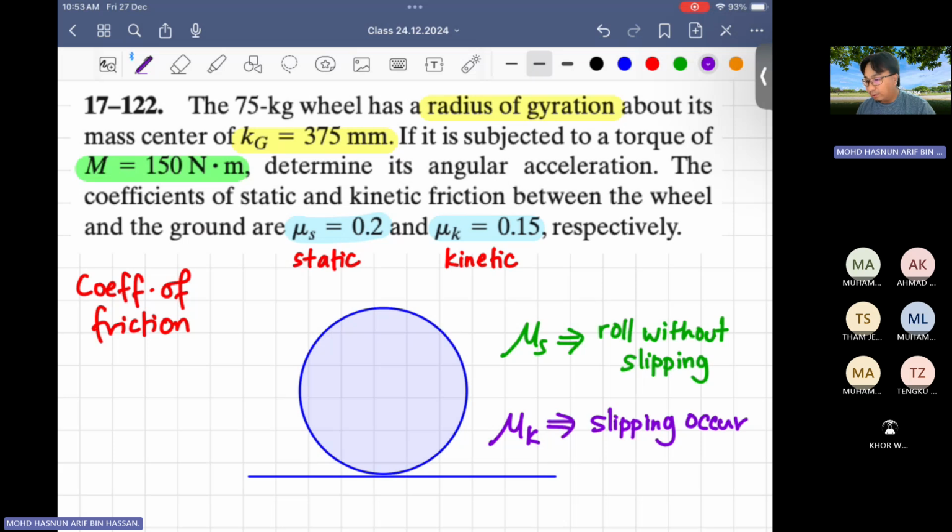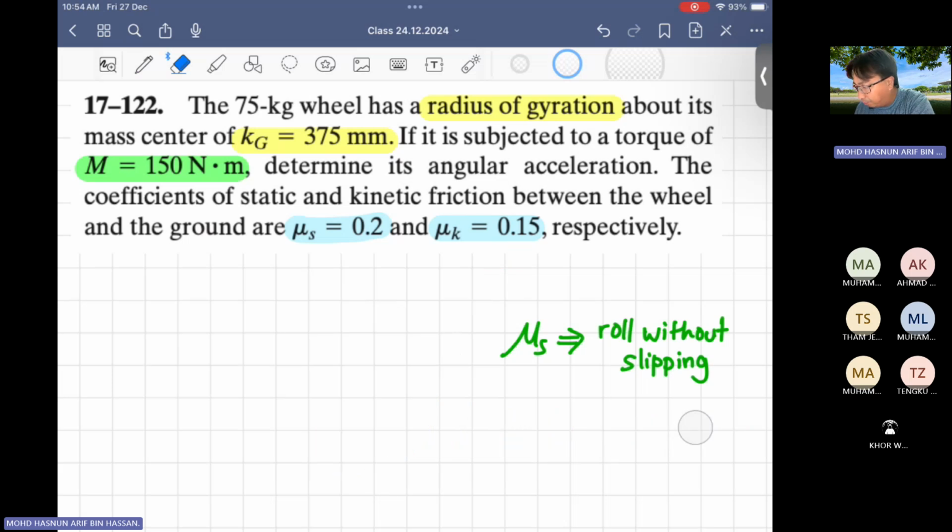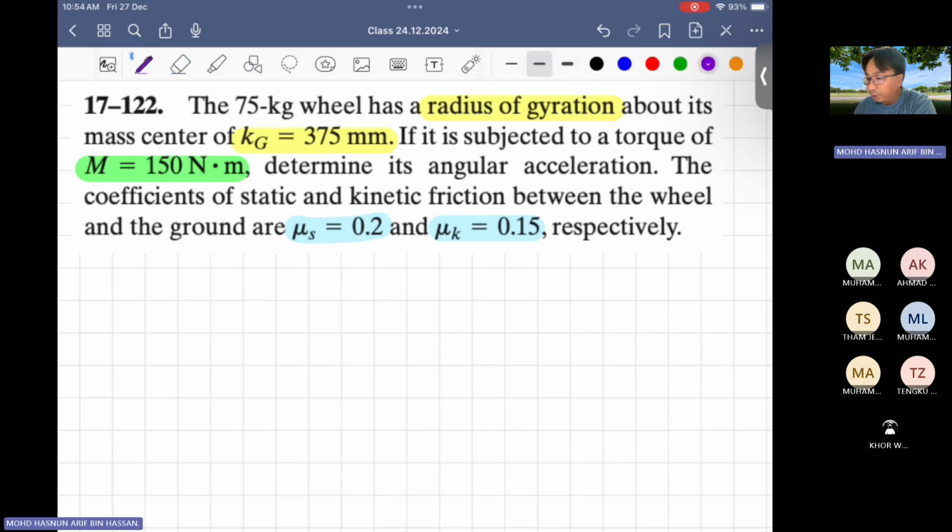That's why two coefficients of friction are given here, because you need to determine whether in this problem slipping occurs or not. So our calculation will be slightly different from what we did before, because we need to determine which one is the case here, whether it rolls without slipping or the wheel is actually slipping while it rolls. Okay, so I will erase all this and we will start with the calculation.